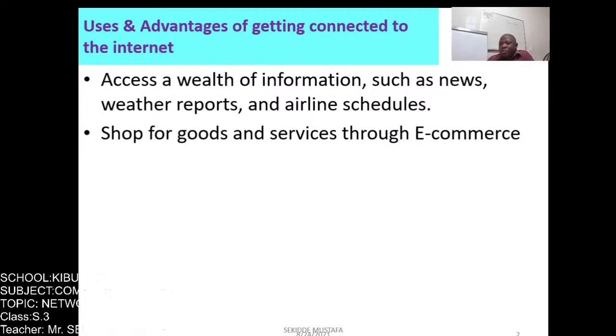The second one we are looking at is shopping for goods and services through e-commerce. Today we are looking at people buying goods and services over the internet. And actually, you can buy a car from Japan if you want. You can buy cars. Now we have so many social websites.